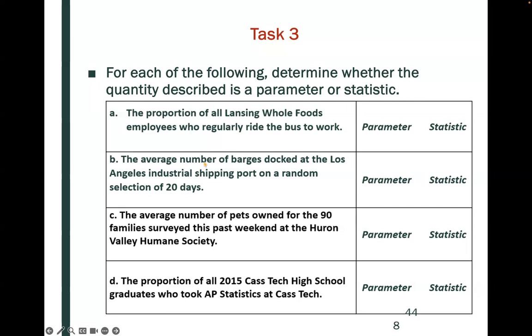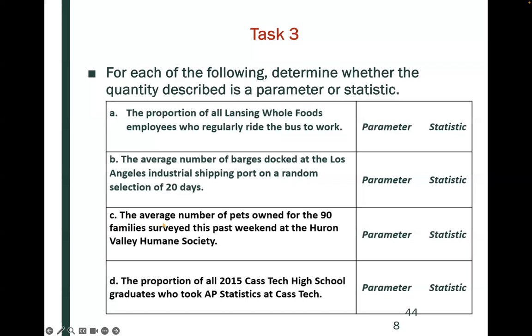B, the average number of barges docked at the Los Angeles Industrial Shipping Port on a random selection of 20 days. So here, a random selection of 20 days, and it's an average number of barges. This is going to give us a statistic because that deals with a sample. And I don't see any of our keywords like all or entire that would indicate a population.